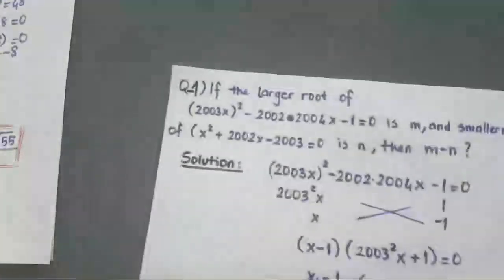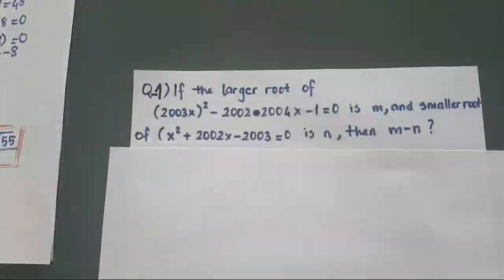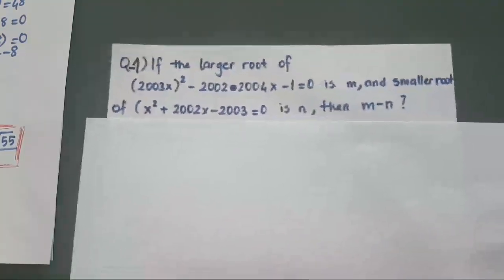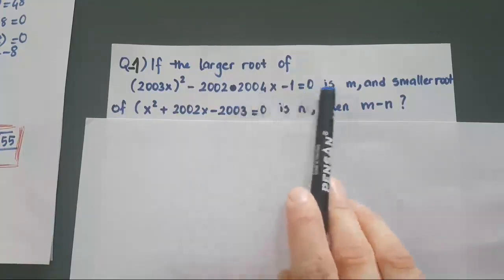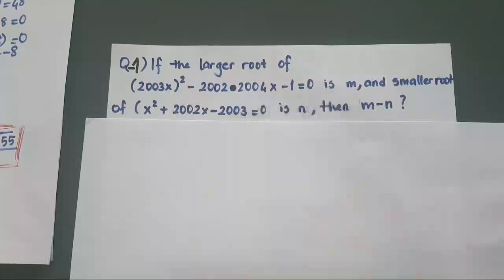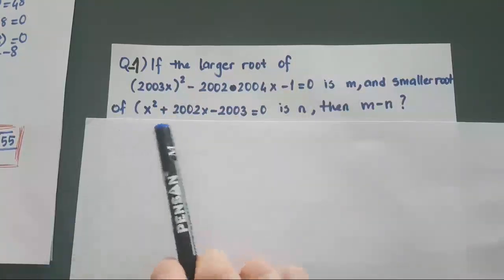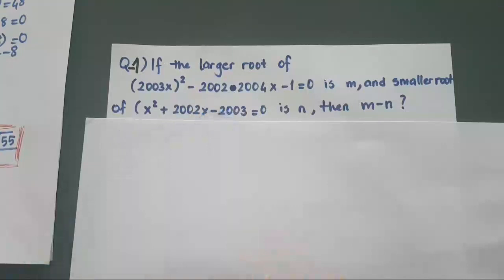Here is the first problem. Let's start. If the larger root of the equation 2003x squared minus 2002 times 2004x minus 1 is m, and the smaller root of the equation x squared plus 2002x minus 2003 equals 0 is n, then find the difference of m and n.